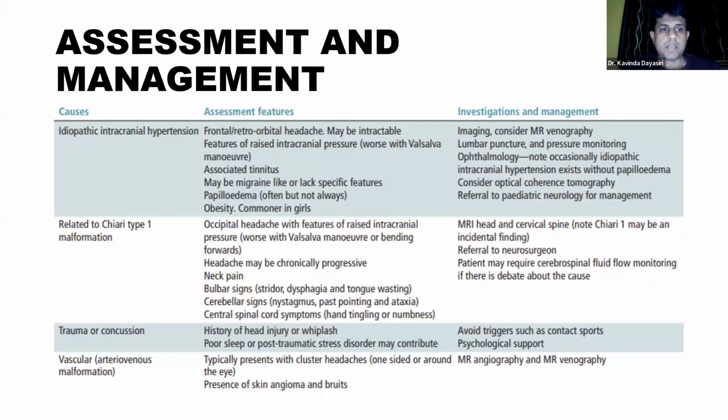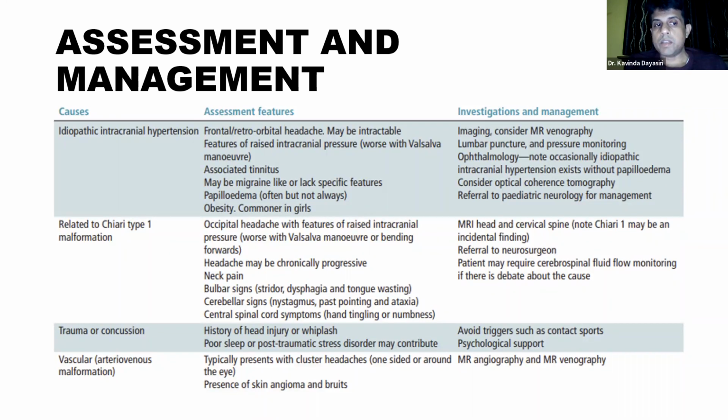Chiari type 1 malformation is another differential diagnosis for chronic secondary headache. These children present with chronic occipital headache, again with features of raised intracranial pressure. They can have chronic progressive headache associated with neck pain. They can also have bulbar signs: they can present with stridor, difficulty in swallowing, and tongue wasting because of the involvement of the lower cranial nerves.